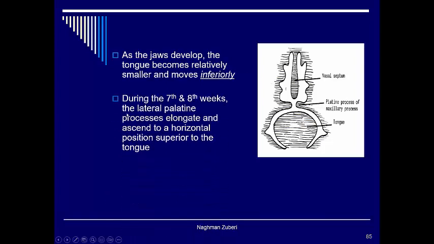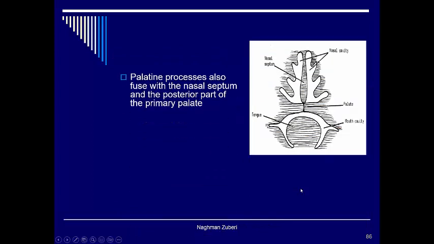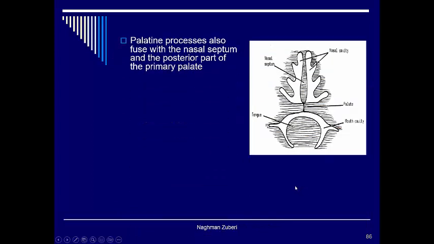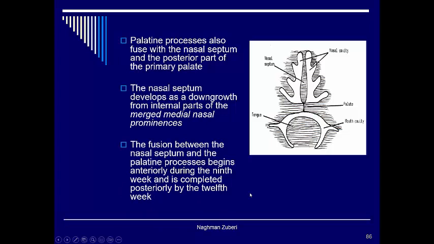During the 7th and 8th weeks, the lateral palatine processes elongate and ascend to a horizontal position superior to the tongue. Gradually, these processes approach each other and fuse in the median plane. Palatine processes also fuse with the nasal septum, as I told you, and the posterior part of the primary palate. The nasal septum develops as a downgrowth from internal parts of the merged medial nasal prominences. The fusion between the nasal septum and the palatine processes begins anteriorly during the 9th week and is completed posteriorly by the 12th week.